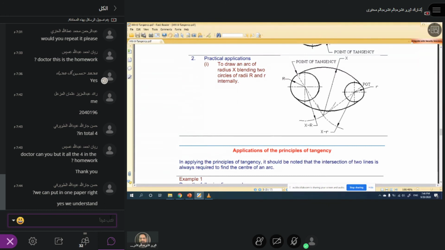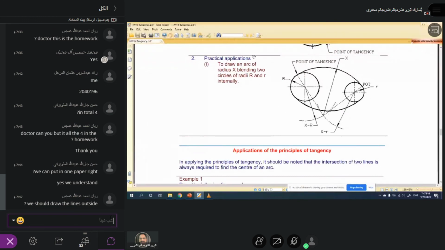You know now your question as well. It's very easy, right? Both are on the outside, so you can mark it from here. And this is x minus r, here also x minus r. Then you have to repeat it here and the other side also. Okay. It's fine. One is x plus r, and one is x minus r.